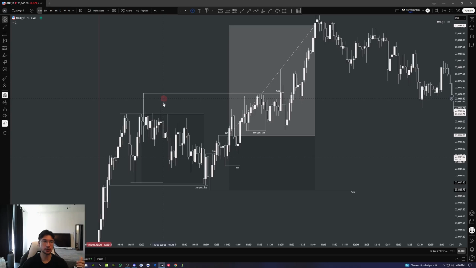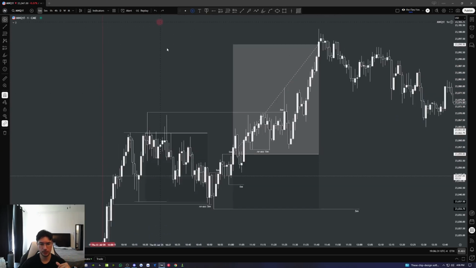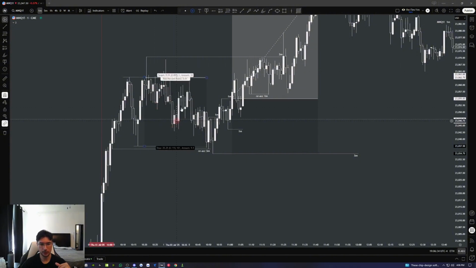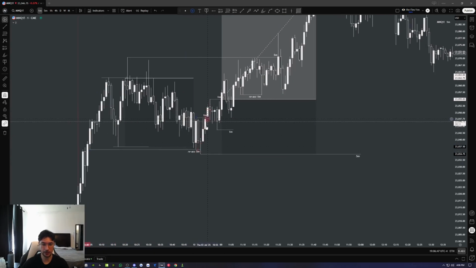We're making lower lows, lower highs, lower lows, lower highs. And all I did after we broke this low down here on the 1-minute time frame was wait for a break of structure to the upside on the 1-minute time frame, and we had it right here. A nice break of structure to the upside.